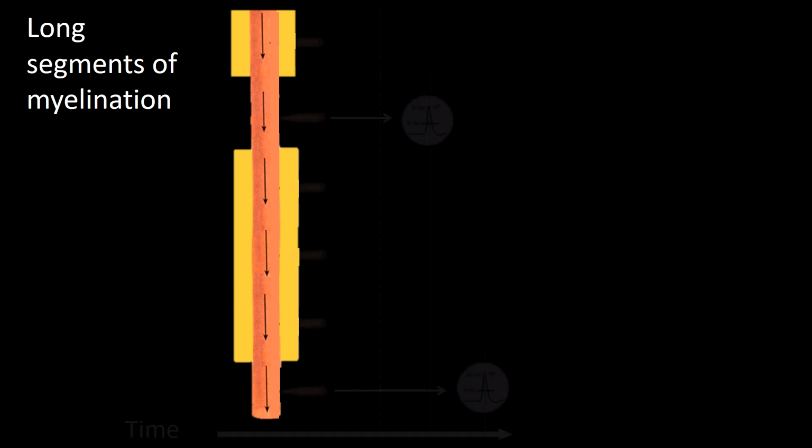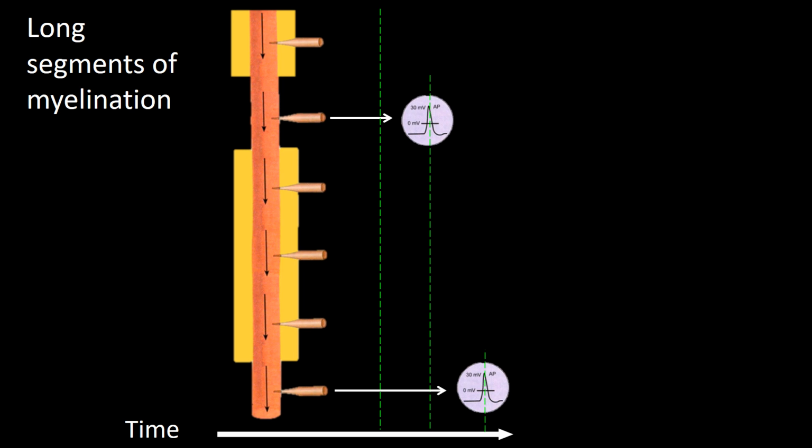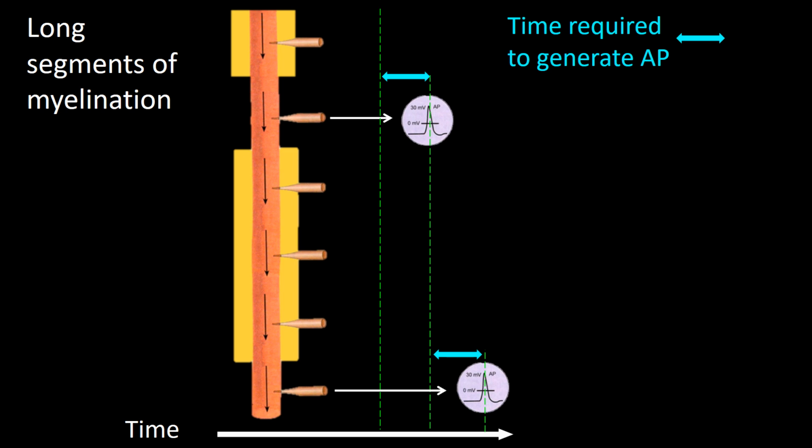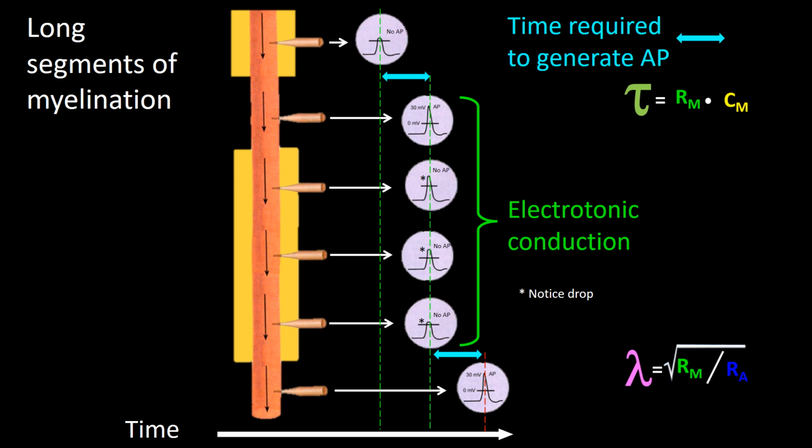In this frame, you can see represented an axon with long myelinated segments. Action potentials only occur at two places. Hence, conduction slowing only occurs at two places. Because electrotonic conduction is instantaneous, as represented in this frame. Electrotonic conduction advances current without consuming time.